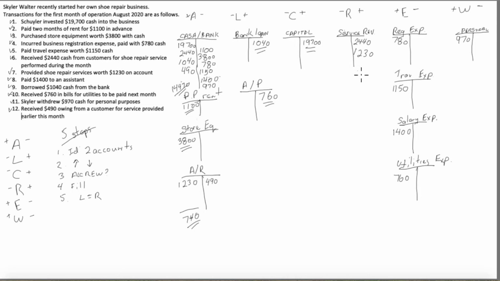Service revenue, so if you total that up, 3670, and again double underline, because that way it's easier to understand the totals, because if not it gets confusing. Double underline helps you with the totals. 780, there is no more registration expense, so that's the total. Total travel expenses for the month was 1150. Total salary expense was 1400, sorry. Utilities for that month were $760. And last but not least, total withdrawals were $970.